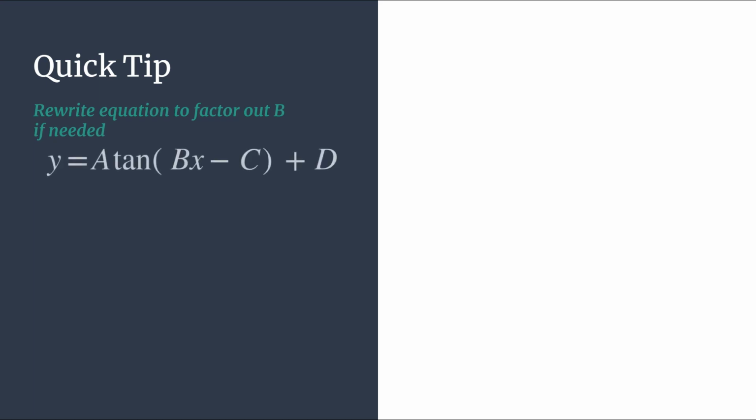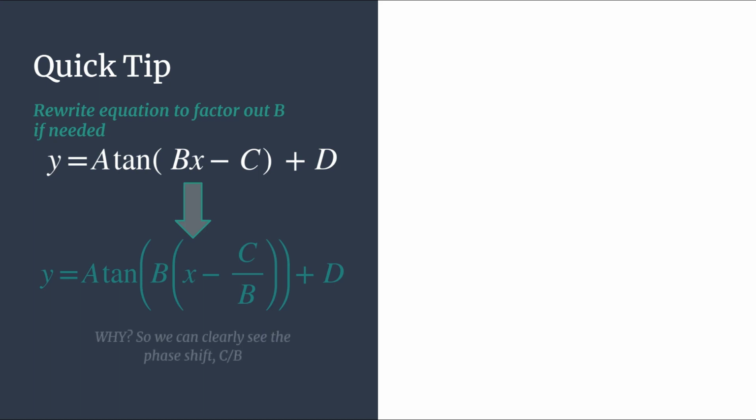So here's our basic equation, our general form. If you factor out b, it looks a little funky in the general form, but the reason that you would do this is so that you can see c over b very clearly. That is the phase shift. A lot of times if people have it in the form where it's just bx minus c, they'll incorrectly state that the phase shift is just c. So remember, when you find the phase shift, it should always be c divided by b, or take a quick second, factor out b, and then you can just look straight at your equation and know that you won't be tempted to say the wrong thing.